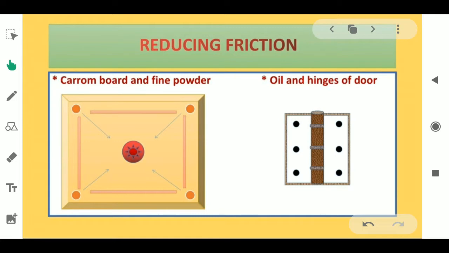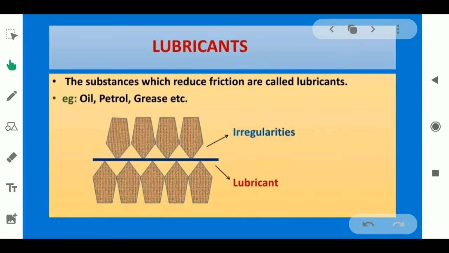How to reduce friction in some common examples. The first case, carom board and fine powder. In a carom board, we use powder to reduce the friction. We sprinkle powder on the carom board, and after that we strike the carom coins, then the coins will move very easily. Clear? In such cases we reduce the friction with the help of fine powder. And the second case, oil and the hinges of a door. You can apply oil to the hinges of a door to reduce the friction. Clear?